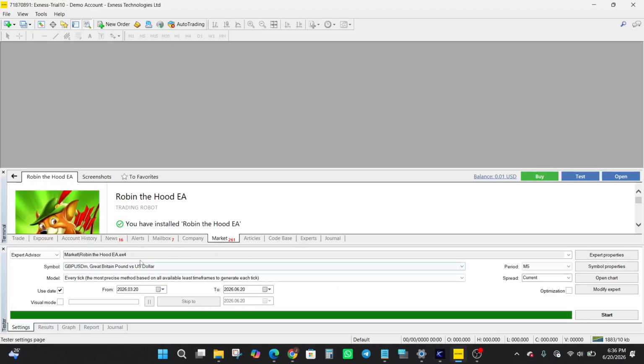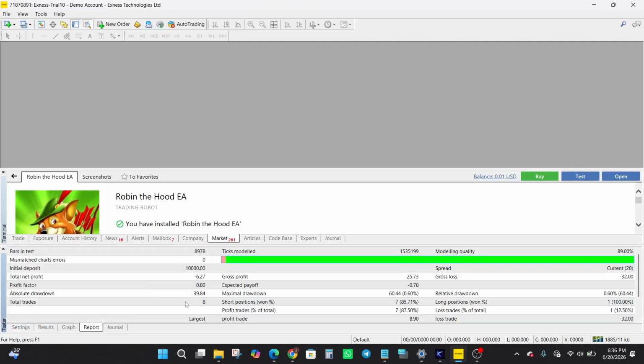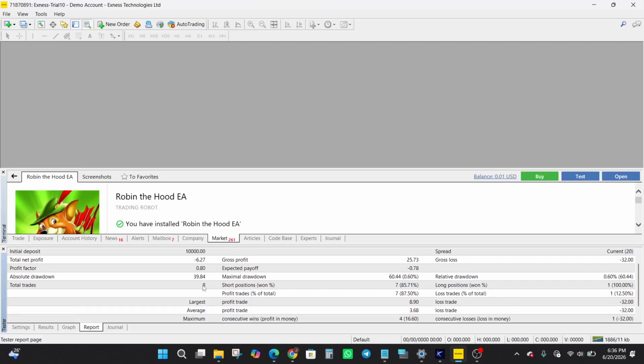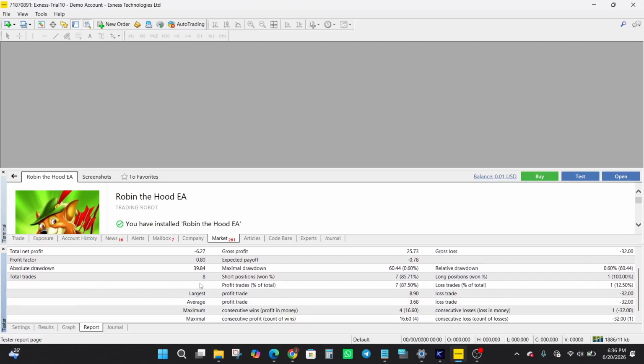Let's see how the Robin the Hood EA performed on GBPUSD on the M5 time frame as recommended. I'm using the every tick model in testing over the past 3 months, from March 20th to June 20th, 2026. Now, the initial deposit here is $10,000. Total net profit was negative $6.27. Total trades taken were just 8, out of which 7 were profitable, giving us an 87.5% win rate.